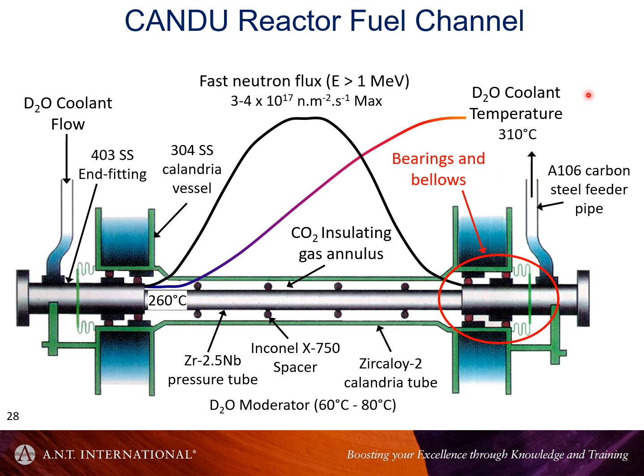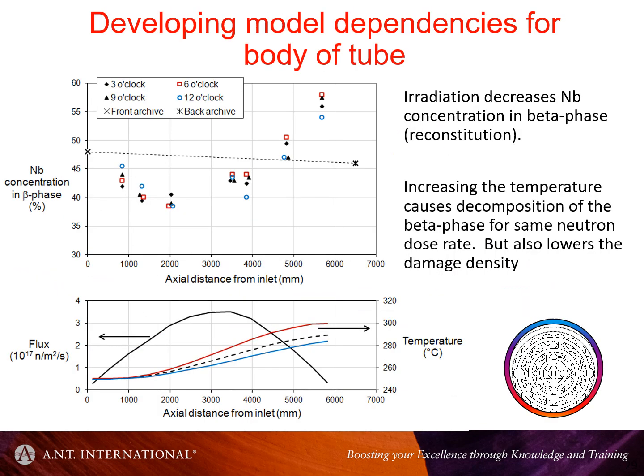Just a reminder what the fuel channel looks like. I showed you this in an earlier presentation, but in the CANDU reactor, we have a fuel channel with a pressure tube, a kind of sinusoidal flux profile, and a temperature profile going from cold inlet to hot outlet. And if we take samples at different locations along the fuel channel relative to the flux and the temperature, what we see is that in terms of the beta phase, this dotted line represents the unirradiated state.